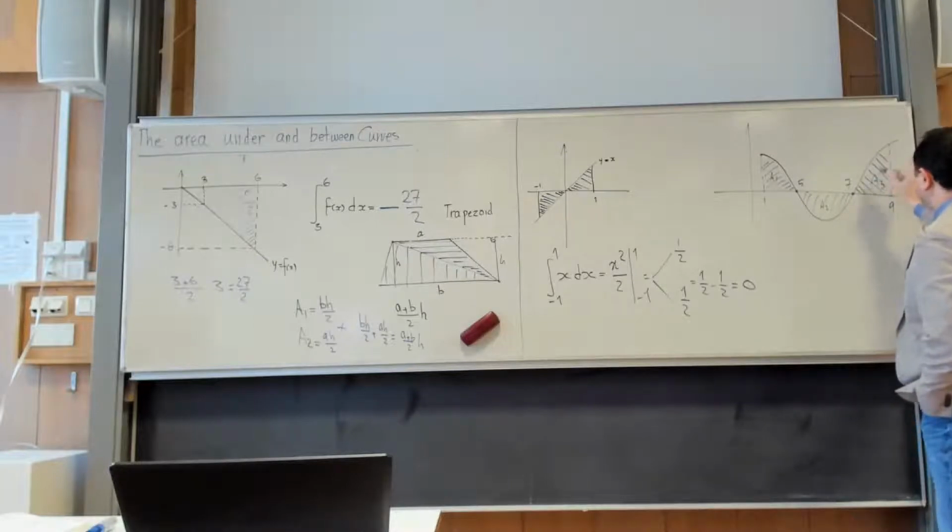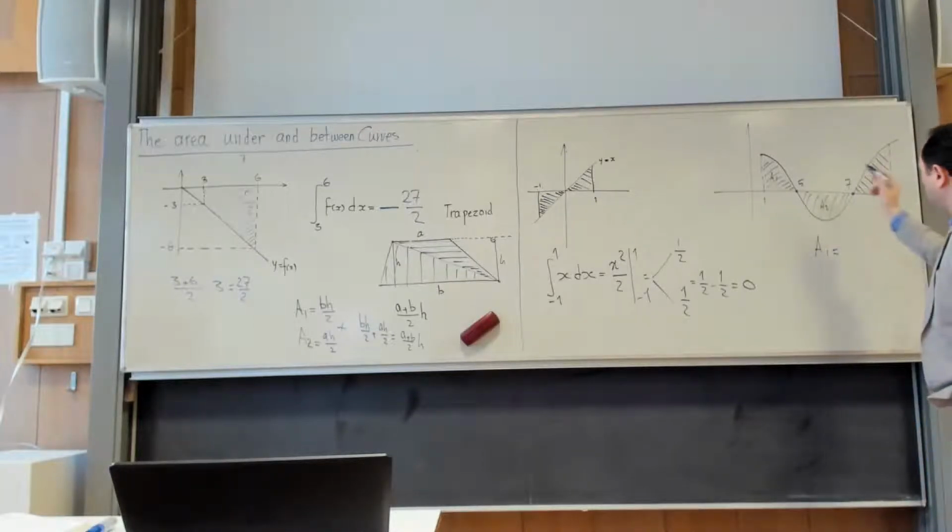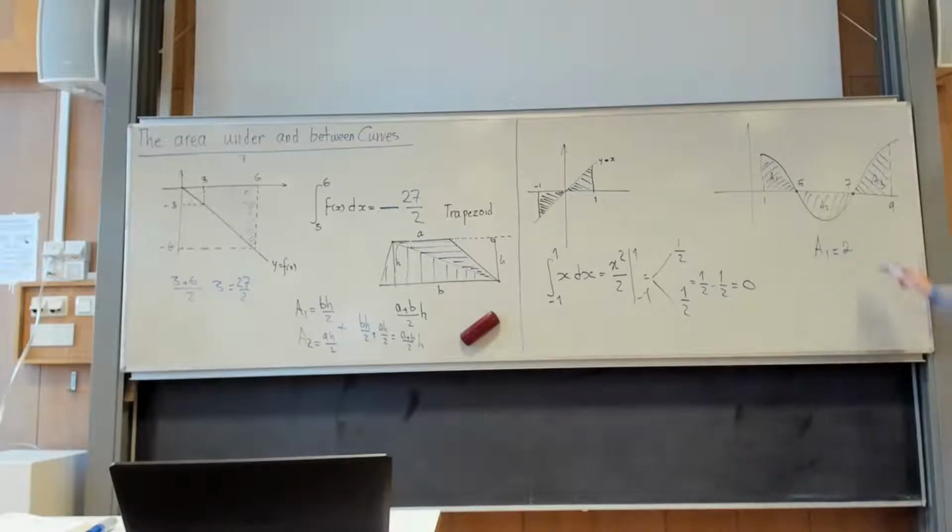Okay, so area 3. I give you A1 is equal to, say, 2 area units. I give you A2 is, I don't know, 2.5 area units. And I give you A3 is 3.5 area units. Assume that I give you this information, yes? All of them should be positive.